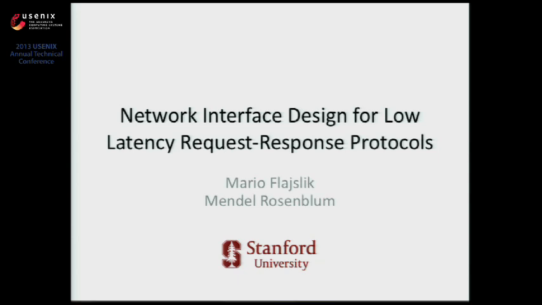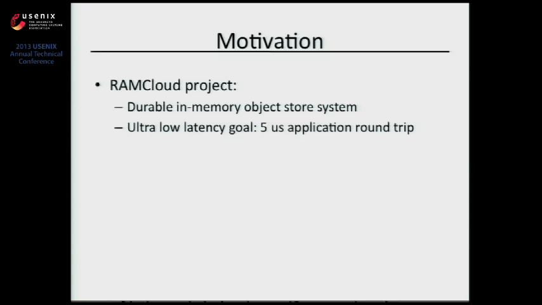So my name is Mario, and I'll talk to you today about some of the low latency network interface work we've been doing. We're part of the RAMCloud project at Stanford. For those who are not familiar, RAMCloud is a durable in-memory object store system, and it's meant to run in a data center environment on tens of thousands of machines. But even there, its goal is still ultra-low latency.